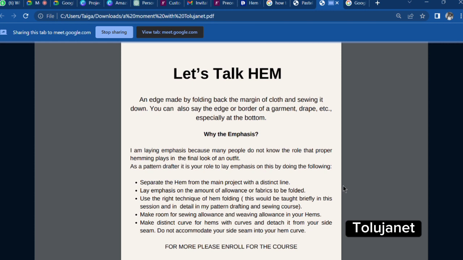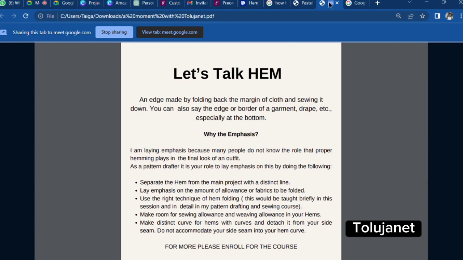But when you leave tailors to do their own things, and you don't even have a pattern drafter that has already given them what to do, they will cut different things the way they want to. So a proper flow of work: with a good pattern drafter, your tailors don't need to make any cuts. And I'm going to show you as we proceed in the class that it is possible to make a pattern that you don't need to recut. It is possible. So make distinct curves for hems with curves and detach it from your side seam. Do not accommodate your side seam into your hem.